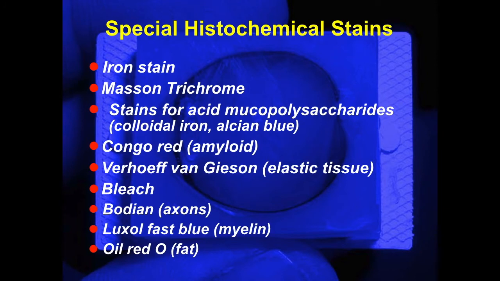Other special histochemical stains include the iron stain, Masson trichrome, stains for mucopolysaccharides, the Congo red stain for amyloid, and Verhoeff-van Gieson for elastic tissue. We also bleach sections to get rid of melanin. There's a silver stain called the Bodian for axons, Luxol fast blue for myelin, and oil red O, used commonly for fat.